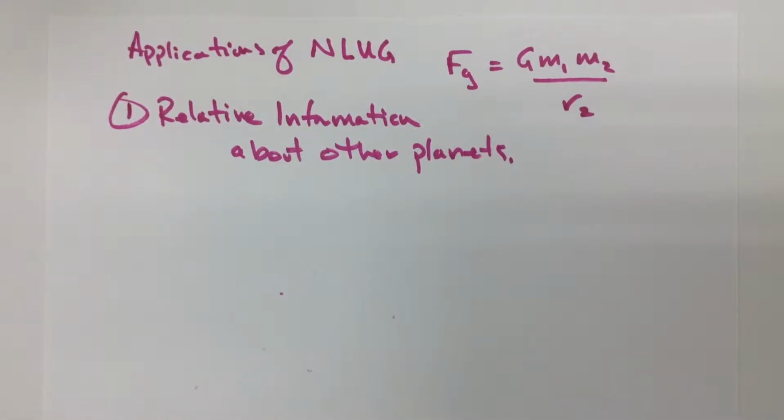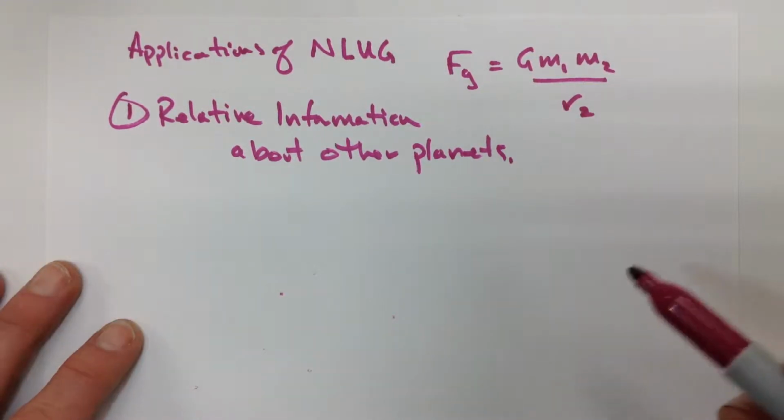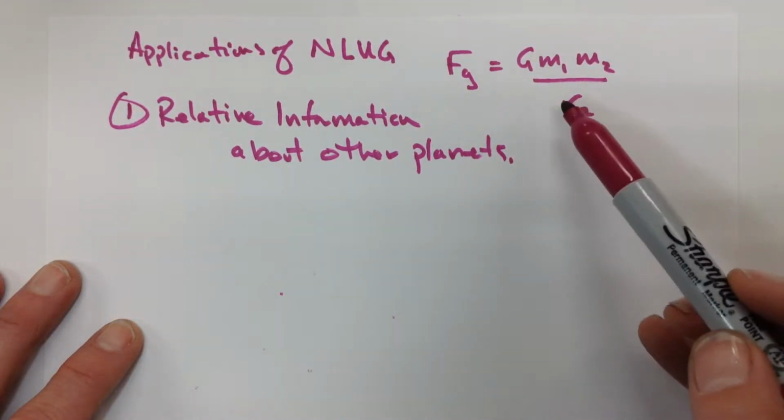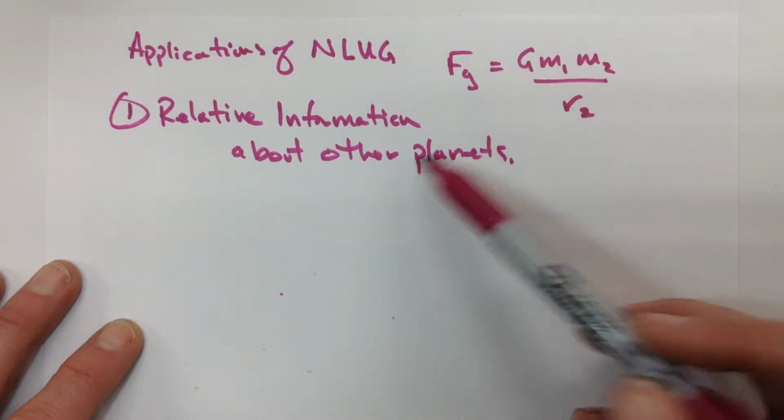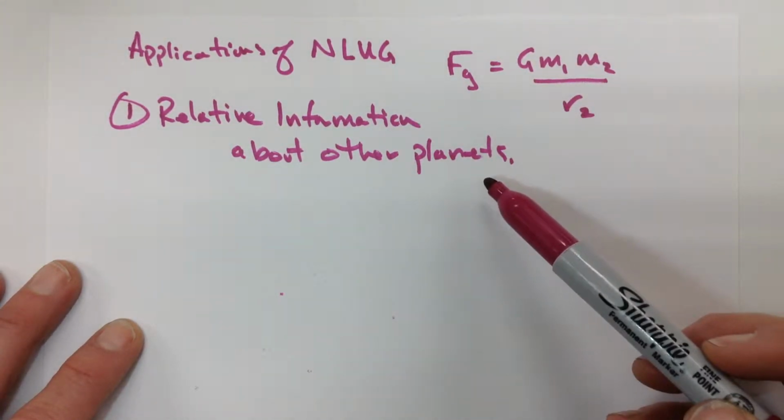Okay, so now what do we want to do with this information? Just how powerful is Newton's law of universal gravitation? Well, there's a couple things that you're going to be responsible for understanding and knowing what to do on the AP exam. The first is using Newton's law and setting up proportions to figure out relative information about other planets.